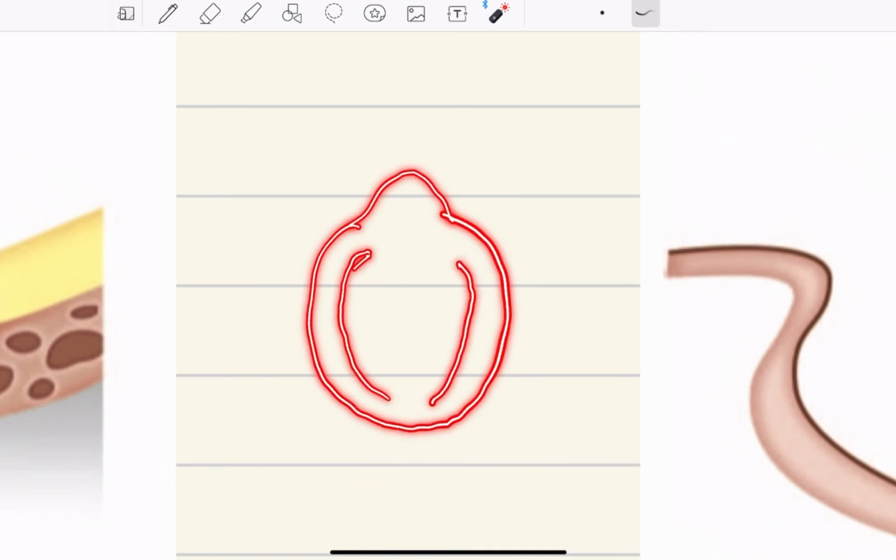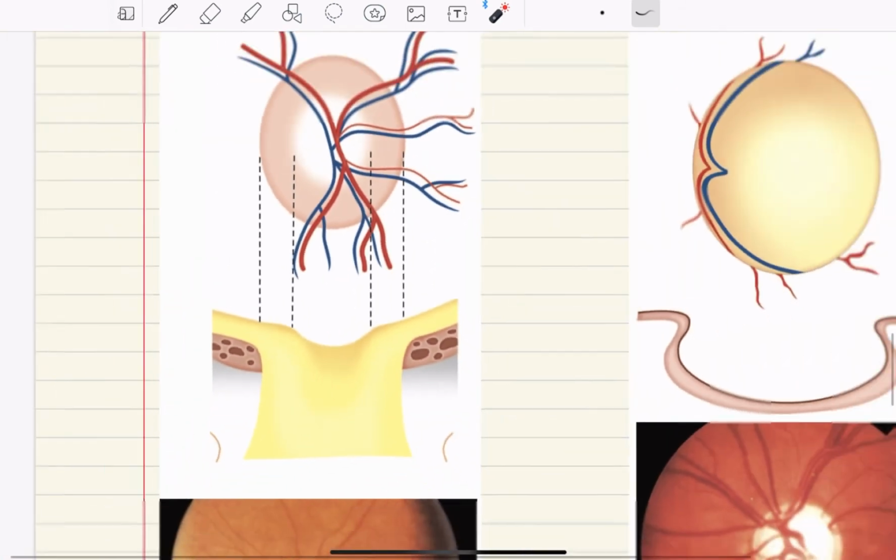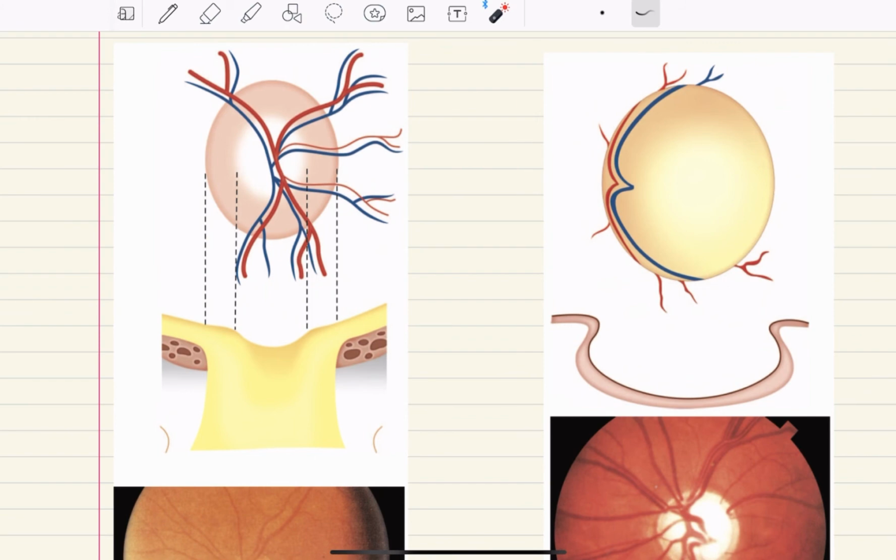retina, and from the retina there are certain nerve fibers arising from the ganglion cells. These nerve fibers are directed to a point, and from this point they come out of the eyeball. This point right here is known as the optic disc. If you look at this diagrammatic representation, this yellow structure is the optic nerve fibers that are coming out of the eyeball, and this structure from here to here is the optic disc.